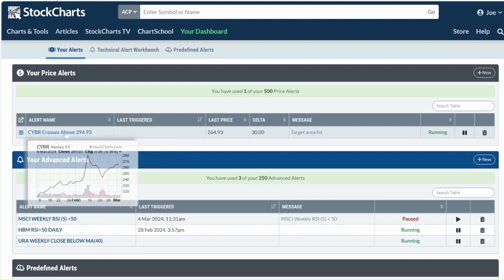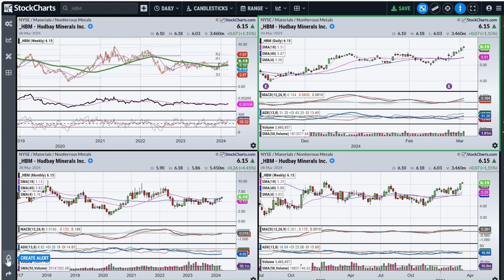So if we look at the simple price alert, and this is an example, CYBR is a stock that's been moving up for a long time, and I've put a target up at basically around 295 as sort of a target area. And so you can do that. You can put that in to determine what level you want to use, and if it hits that level, then it'll send you an alert.